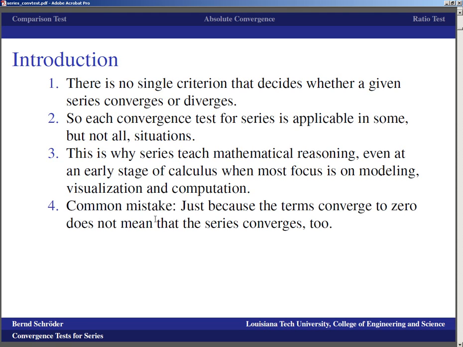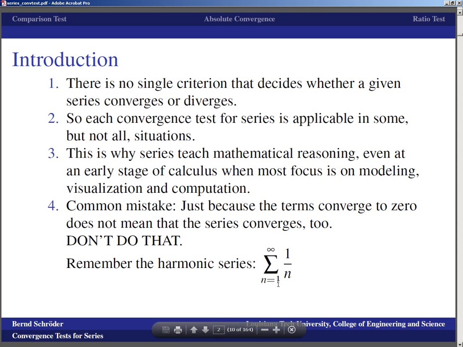A common mistake, and I've already said that once in the previous presentation, but just to reiterate: just because the terms converge to zero does not mean that the series converges too. So don't use that false conclusion. Remember that the harmonic series, the sum from n equals 1 to infinity of 1/n, is in fact infinite. It has an infinite sum, and that means it is not convergent.